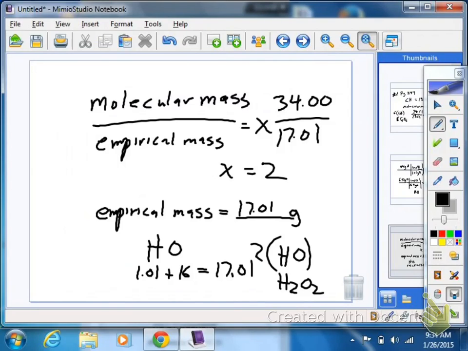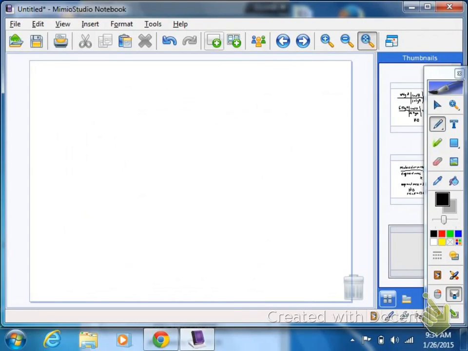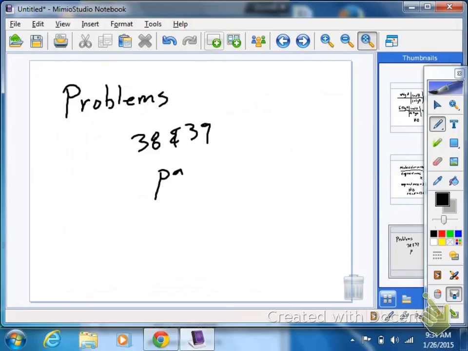What I'd like you to do, problem-wise, is to do problems 38 and 39 on page 253 for tomorrow. And then I'll also give you out this review, which you can start working through now if you want to.